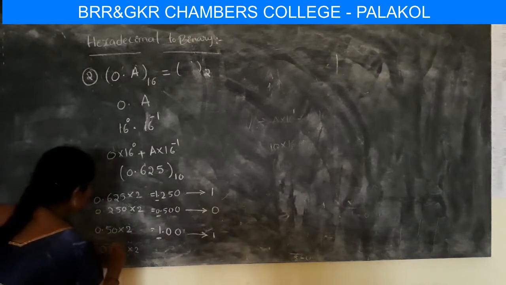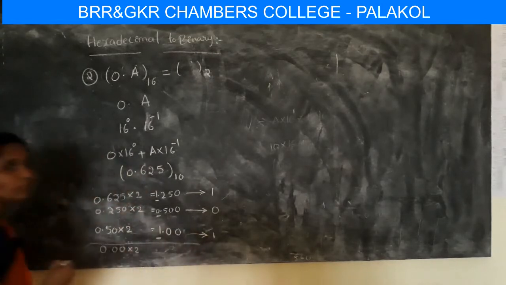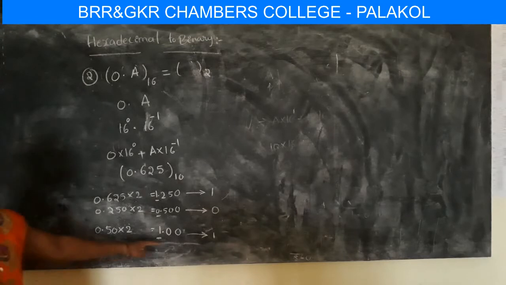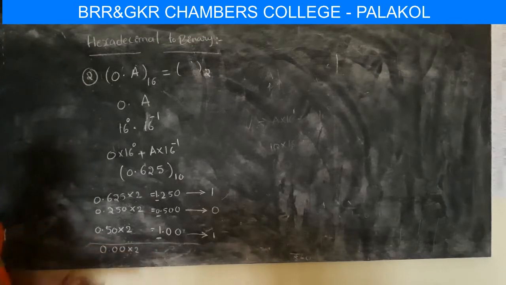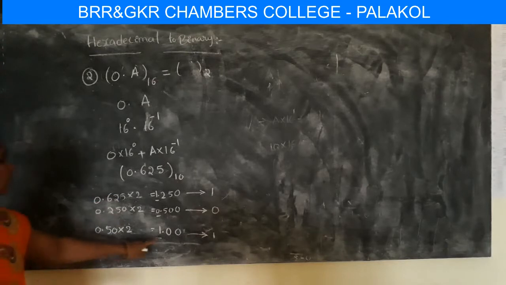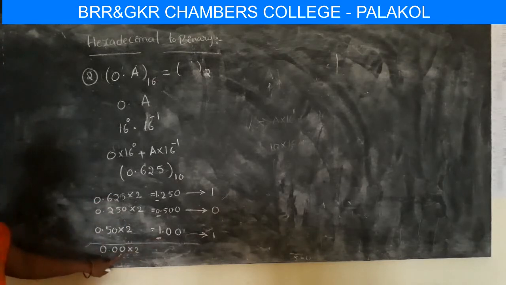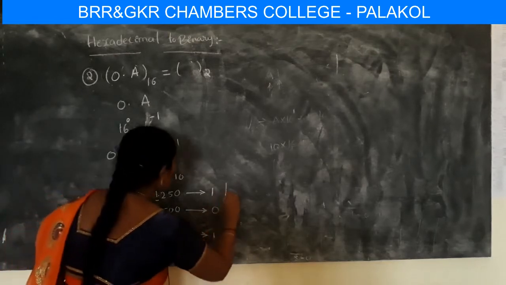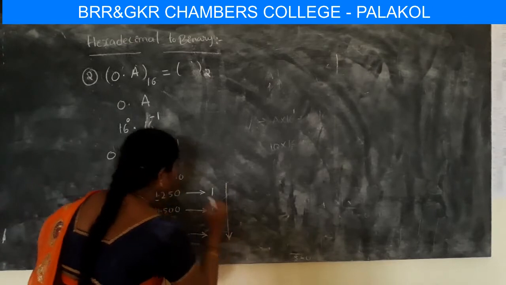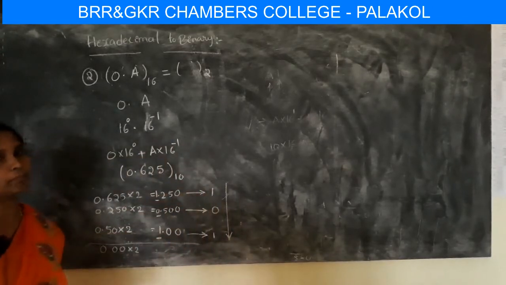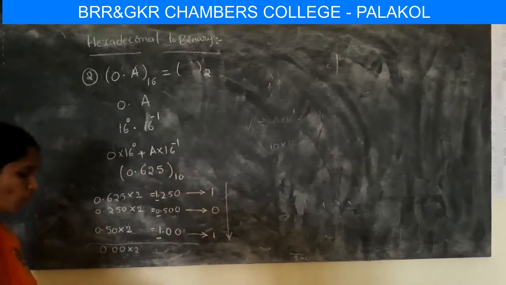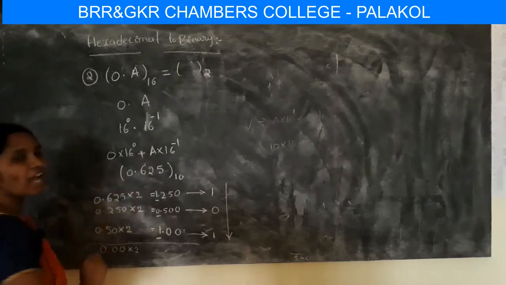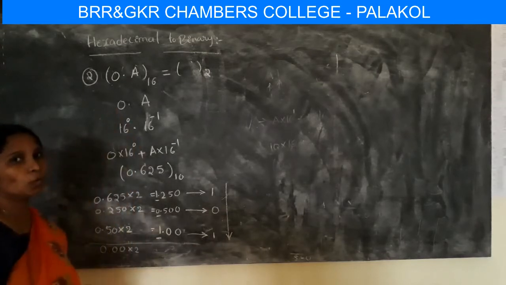So that means here we will stop this process. Why? Because the coefficient is 0. So here this process is repeating. When the coefficient is equal to 0, then we will stop that process. Now for this fractional part, the answer is from top to bottom. So for the integer part it is bottom to top, and for this fractional part top to bottom.